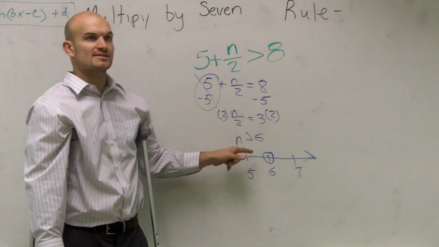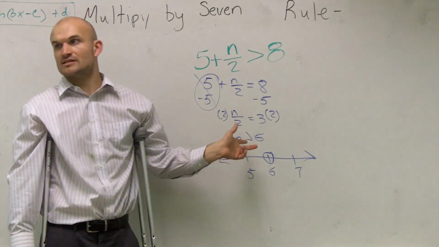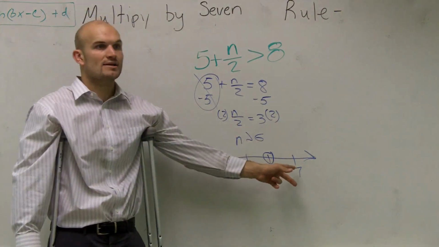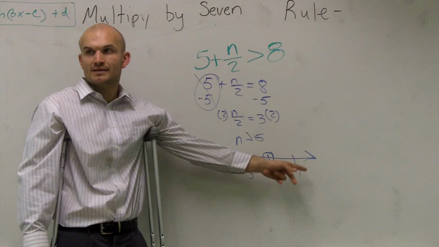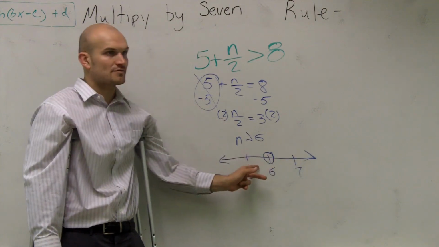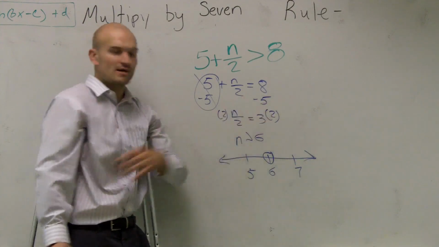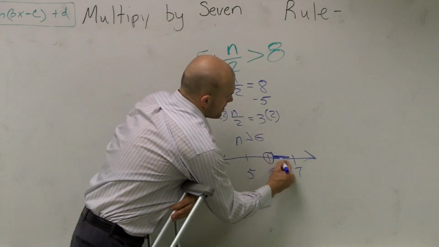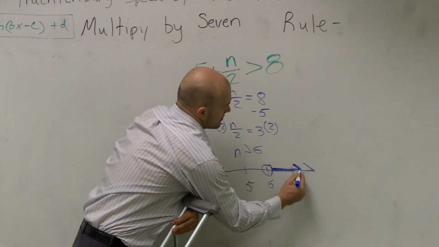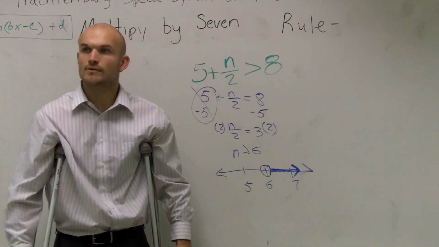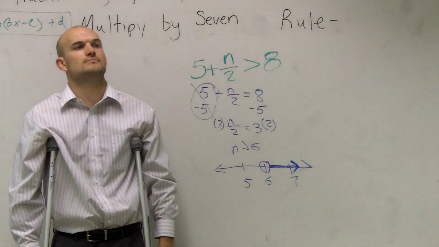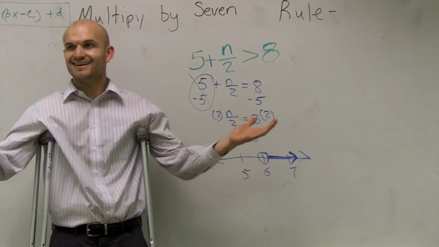Then I just read it out loud. N is greater than 6. So that means which numbers are greater than 6? Numbers to the right, which would be 7, 8, 9, 10, or numbers to the left, which would be 5, 4, 3, 2, 1. So which numbers are greater? The ones to the right, right? So there you go. Got it? There you go. It's good.